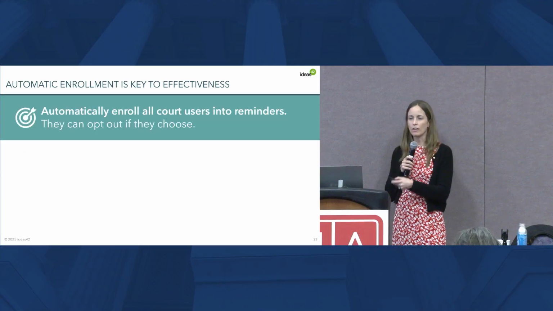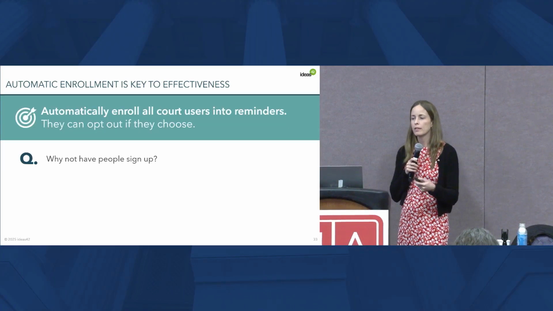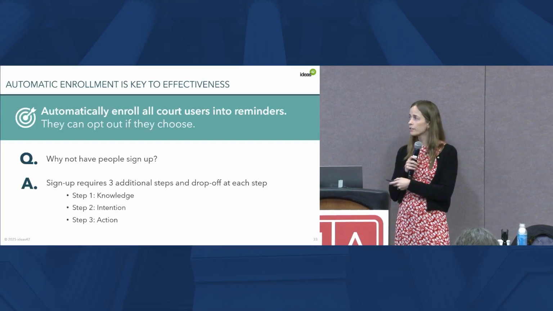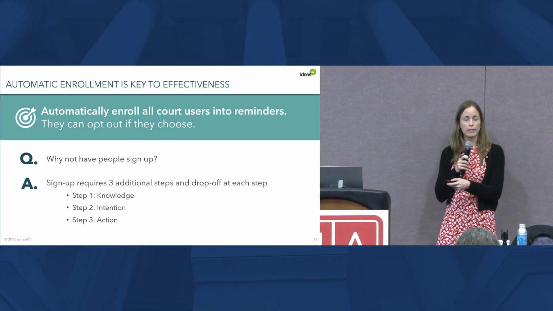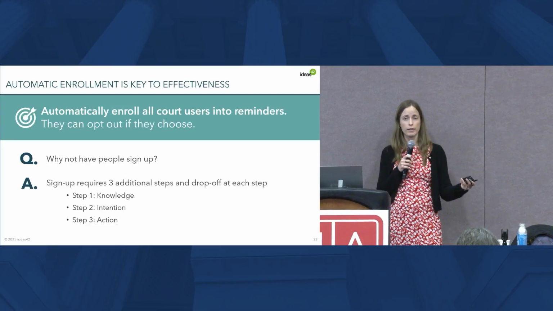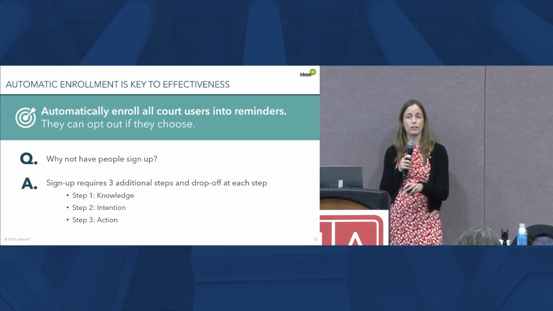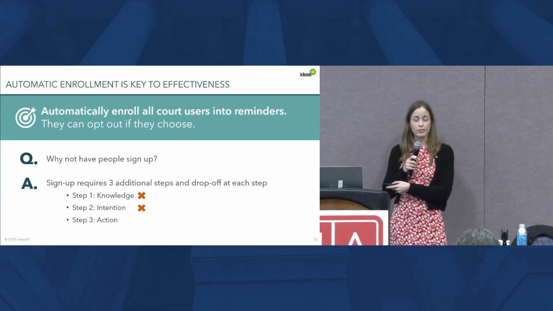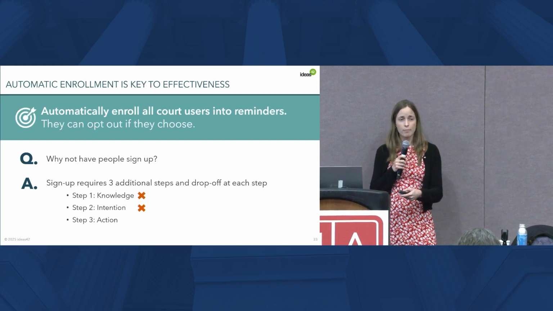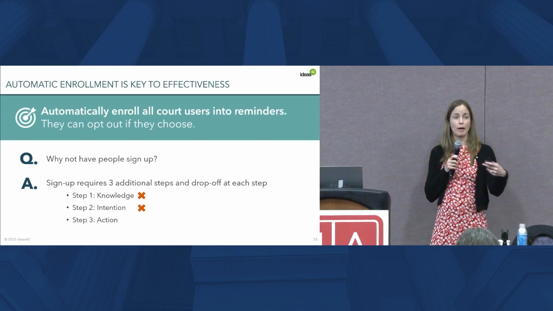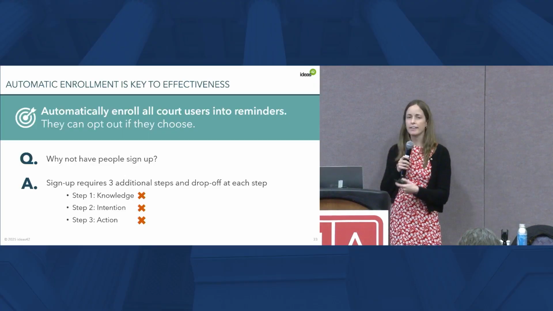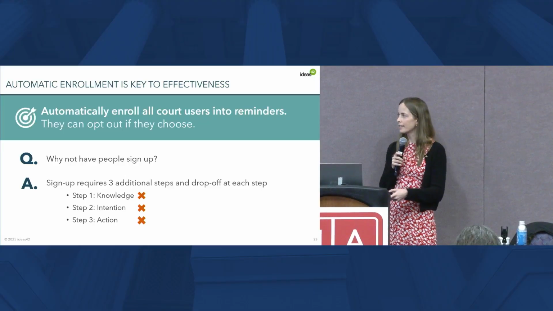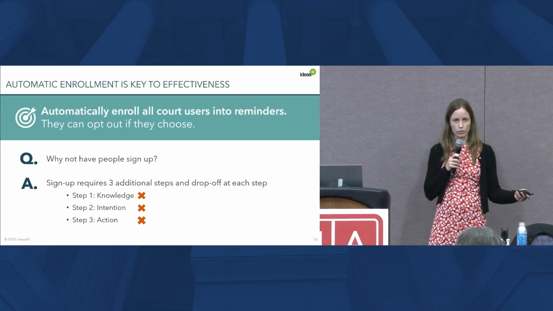But despite this, a lot of courts still require people to sign up. The problem with that is that there's drop-off at multiple points in the process. So first, people have to know about the program. And courts often spend a lot of time and money promoting the program. And yet when we talk to people, we find still a lot of people aren't even aware that it exists. People also have to know how helpful a reminder would be to them and be motivated enough to go out of their way to sign up. And then finally, they have to get through the sign-up process, which, as we talked about, can be challenging. So all of these things get in the way. Automatic enrollment helps address all of these barriers.